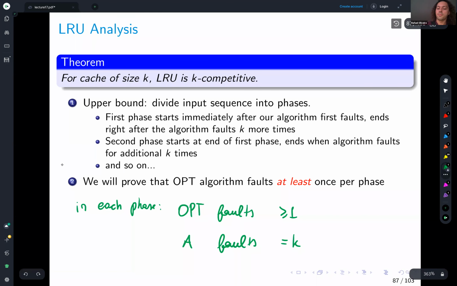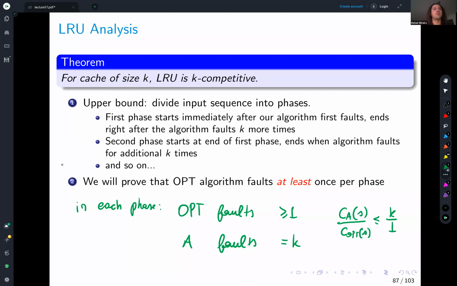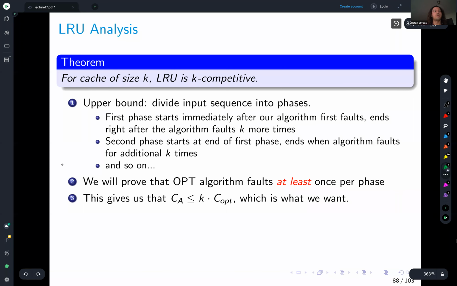So the cost of our algorithm for any sequence S over the cost of opt has to be less than or equal to k over 1. Does that make sense? So we have the k competitiveness. So all we need to do is to prove that opt will fault at least once per phase. So step 2 is all we need to do. Okay, now let's see how to do this.